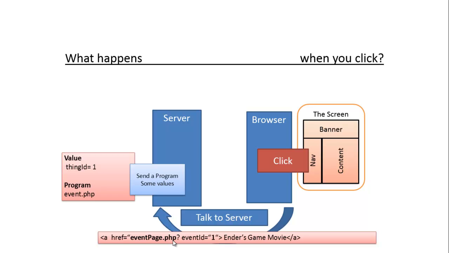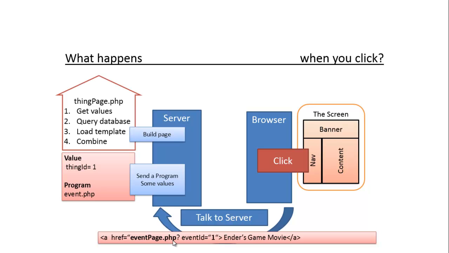So what happens next is the program eventpage.php is going to be sent some values. So the program is eventpage.php, and the event ID here is 1. Don't worry that it says event ID in one place and thing ID in the other place. That's just a bug on the slide. So it'll send the value of event ID equals 1 to the program. Now you can maybe already anticipate what the program's going to do. It's going to use event ID equals 1 to find the right record in the database. And in fact, that's what happens.